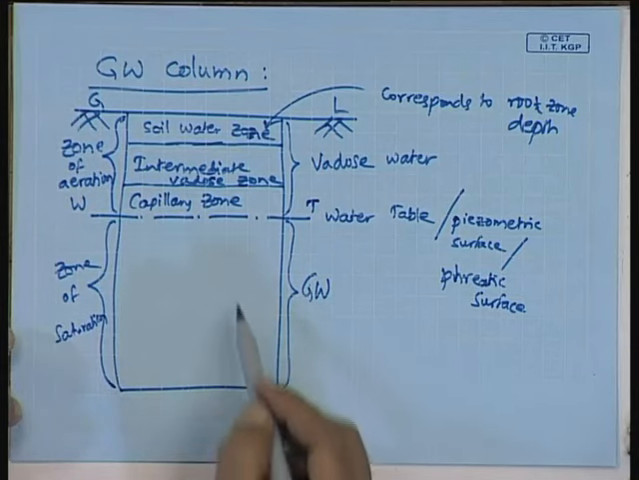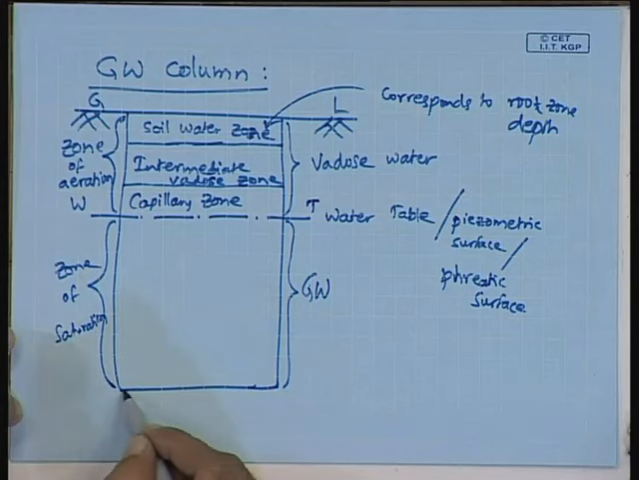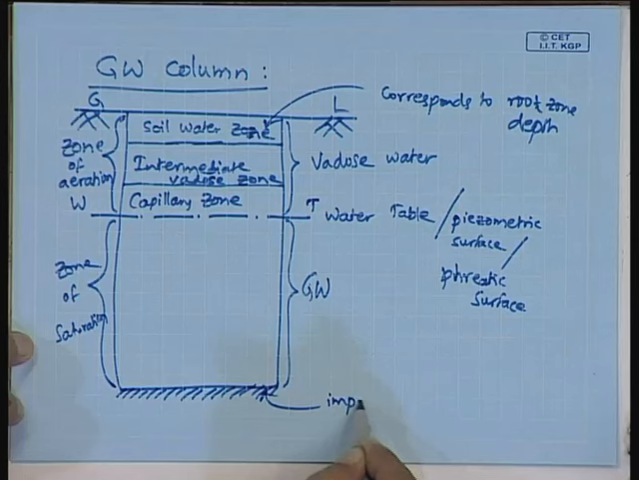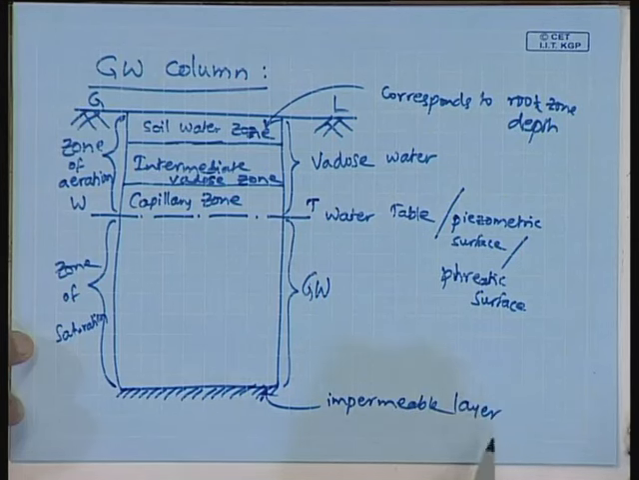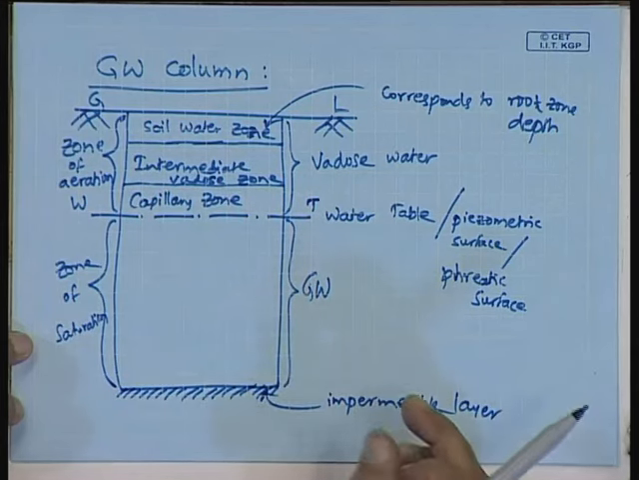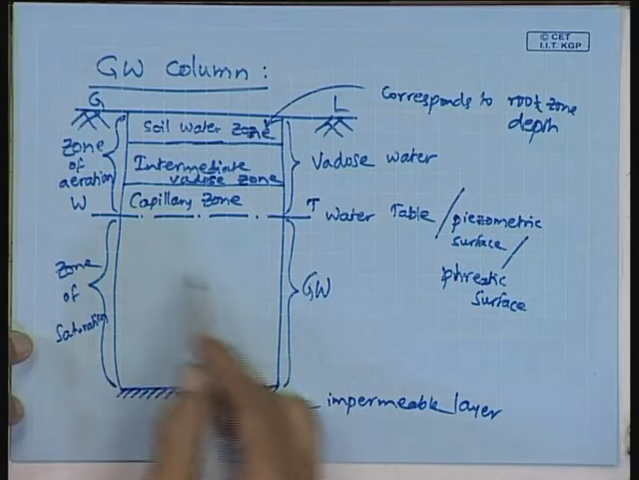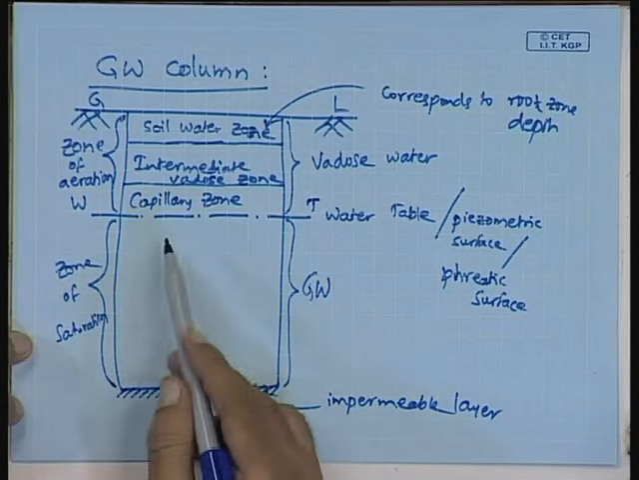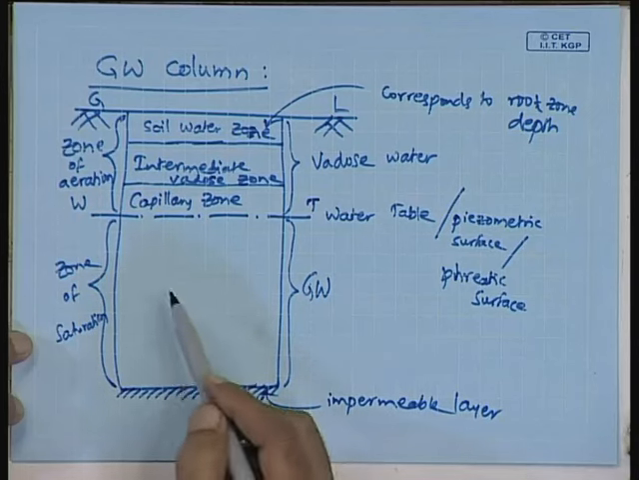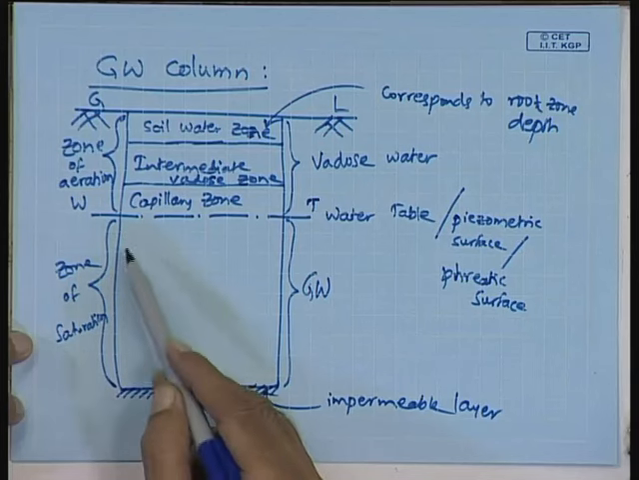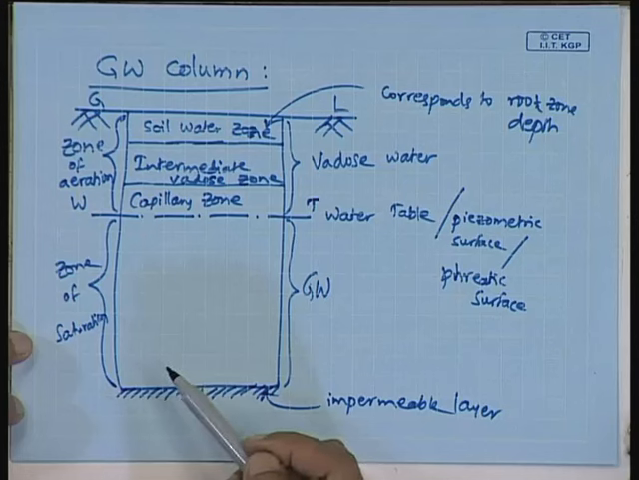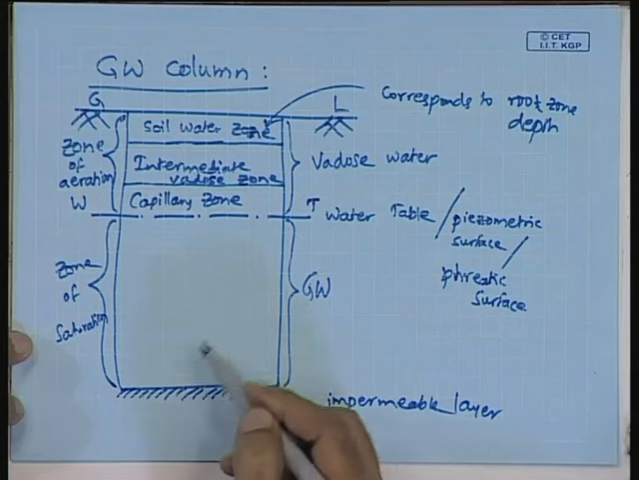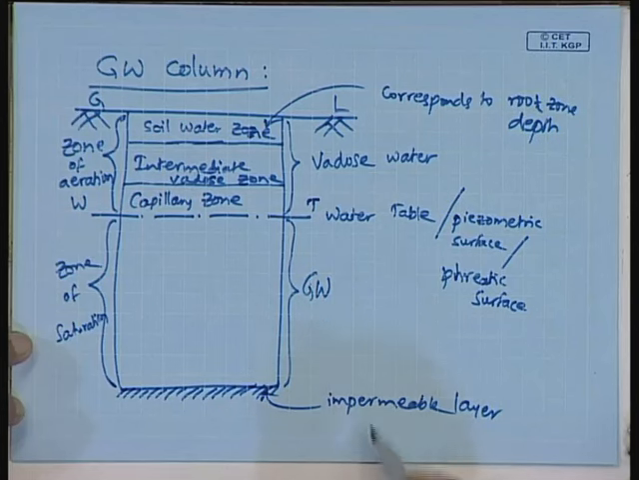And here, at the bottom of this zone of saturation, we have an impermeable layer. This zone of saturation may also contain a few impermeable or semi-permeable layers within it, and accordingly it may contain one or more aquifers. The aquifer just below the water table is known as the unconfined aquifer or the water table aquifer, and the aquifer bound at the top as well as bottom by confining layers is known as the confined aquifer.